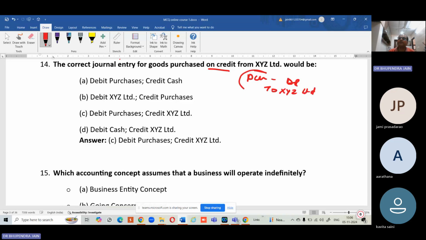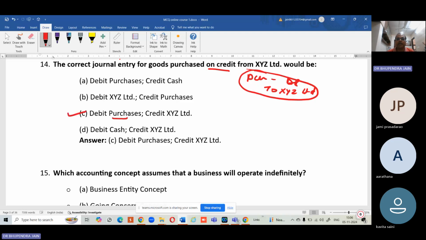Now check whether this option is given. We never tick the answer after reading the options. What is the exact procedure, the exact method to solve a multiple choice question? Just read the question, apply the rule regarding the question, and check whether this option is given. So the entry should be purchase account debit to XYZ Limited. Check.